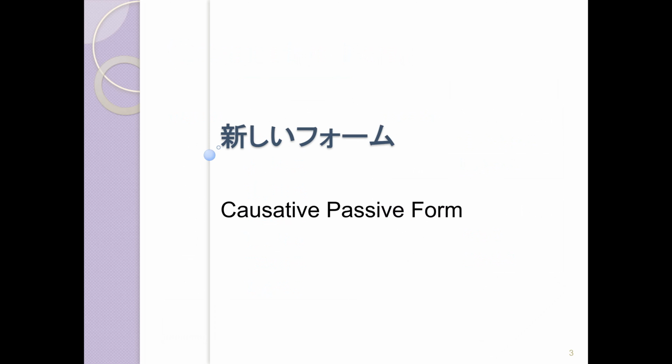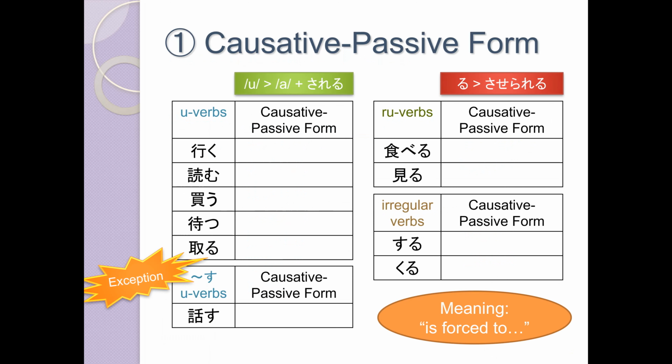Now we're going to take a look at one last form for Japanese, the causative passive form. As you might be able to guess from the name, it's a causative, so somebody makes someone do something. But in this case, like with the passives, it puts the focus on the person who is made to do something. And it also implies that you are really unhappy about it. It emphasizes that you are forced to do something and you really don't like it.